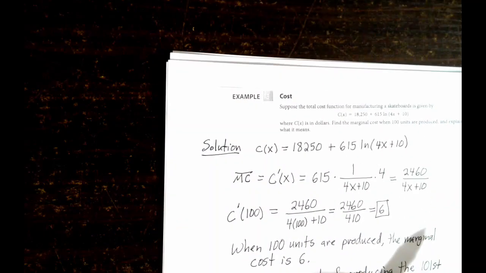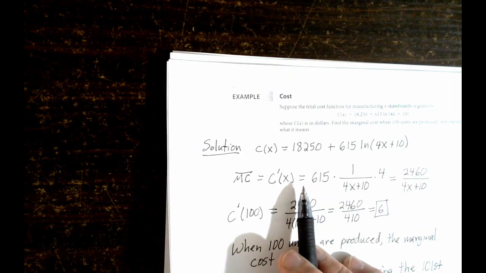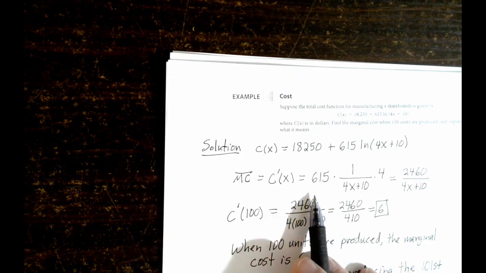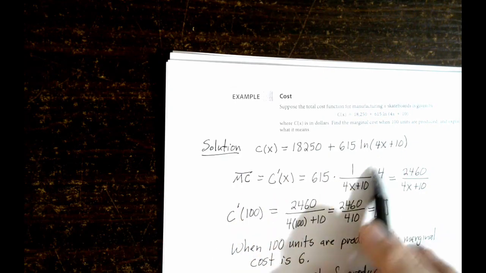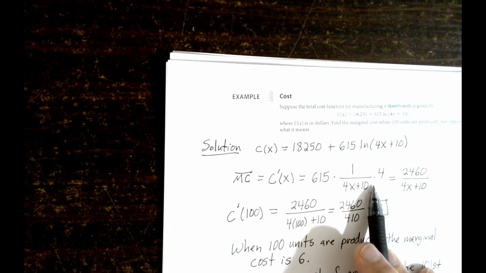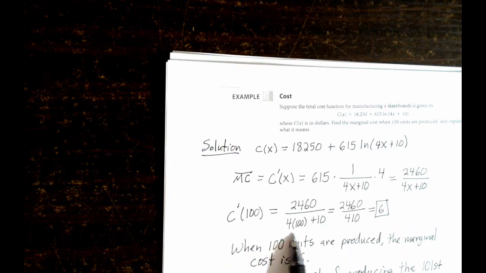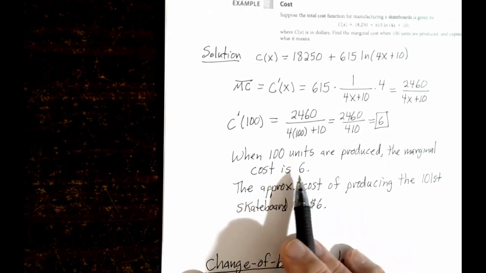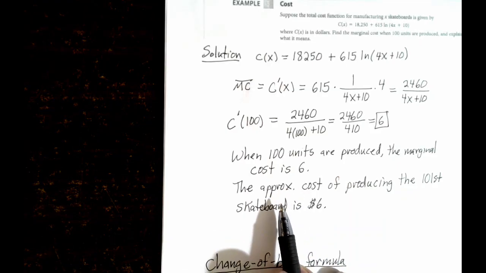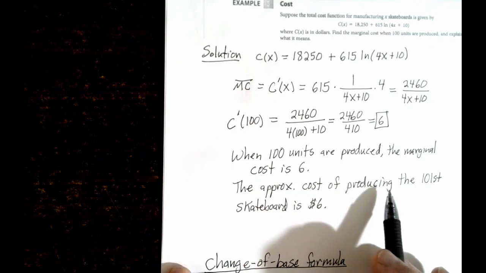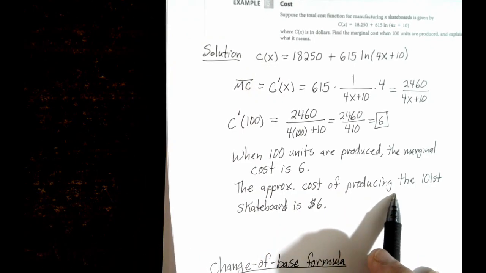So here's our cost function. And they ask us to find marginal cost when 100 units are produced and explain its meaning. So you have to take the derivative. The derivative of that guy is just 0. This guy is out front, 1 over it times the derivative of it. And you multiply it out and you get this guy. So now when you plug in 100, you get 6. So that means when 100 units are produced, the marginal cost is $6. Also, you can say the approximate cost of producing the next skateboard, or the 101st skateboard, is approximately $6.